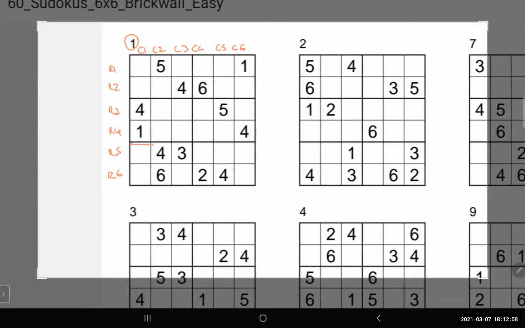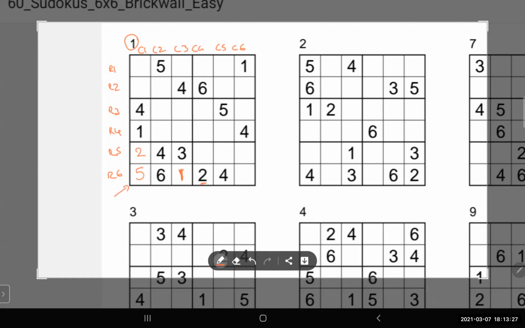Look at this box. And I have a 1 here. Can I have a 1 here? No, sir. So the only place for 1 is this. Next, if I have 1, 3, 4, 6 here, what are the missing numbers in this grid? 2 and 5, sir. I have 2 here, so this is 2 and this is 5.